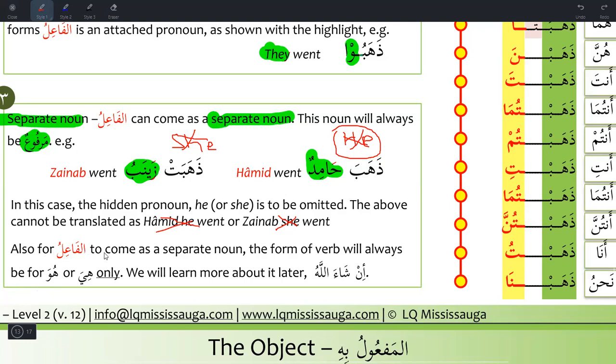Also, for al-fa'il to come as a separate noun, the form of the verb will always be for huwa and hiya only. We will learn more about it later, inshallah.